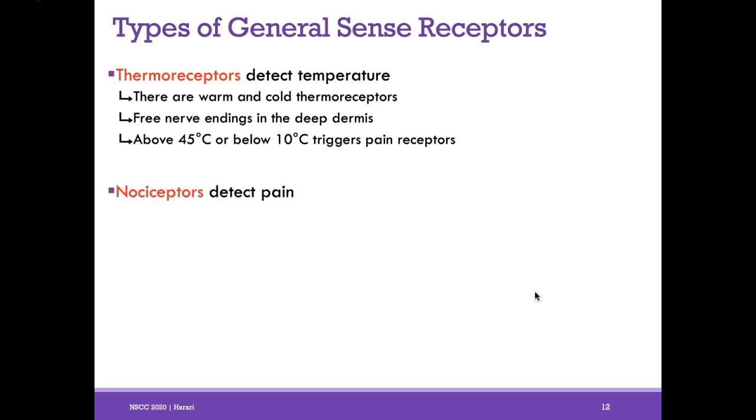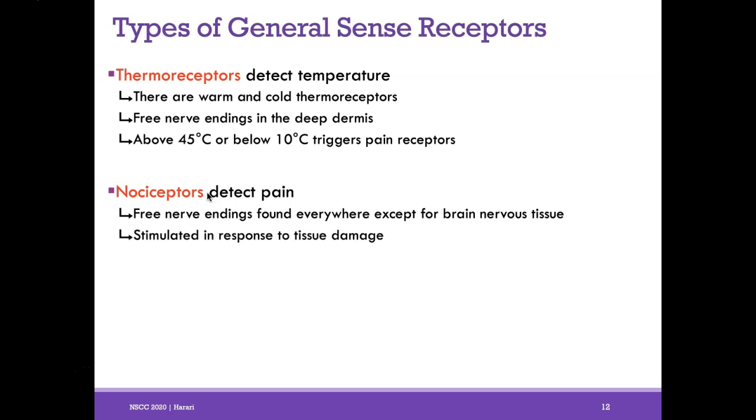So there's a connection between thermoreceptors and nociceptors, which are pain receptors. And those can respond to changes in heat, like I just mentioned, but also to tissue damage and to certain chemicals that are toxic to the body. We have free nerve endings everywhere in the body except for the brain. So that's why you can cut into the brain and not feel it. So tissue damage and extreme hot and cold can stimulate nociceptors, causing the brain to detect pain.